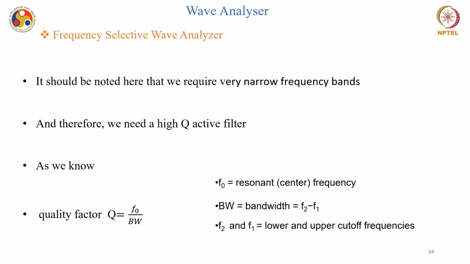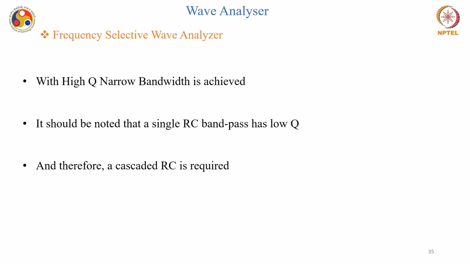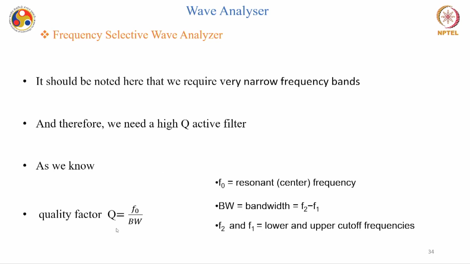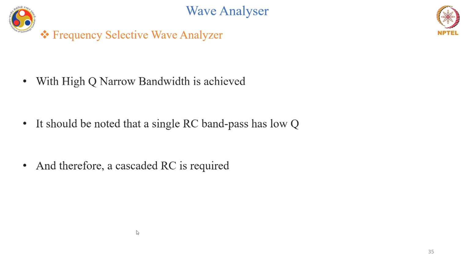Please note that here we require a very narrow frequency band and therefore we need high Q active filters. Because we have already seen, when we discussed filters in detail, that quality factor is equal to the resonant frequency divided by the bandwidth, and bandwidth is nothing but F2 minus F1, where F1 and F2 are the lower and upper cutoff frequencies. Now, with high Q, a narrow bandwidth can be achieved because Q is inversely proportional to bandwidth. So, with a high quality factor you can achieve a narrow bandwidth.